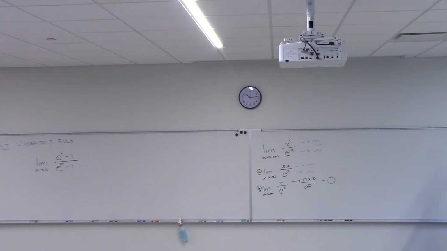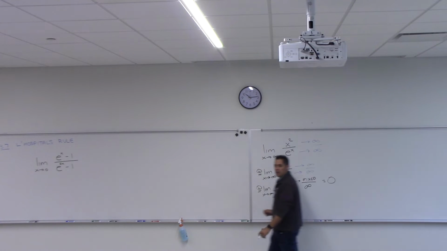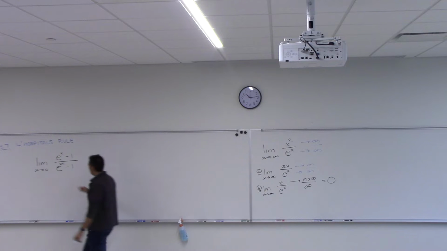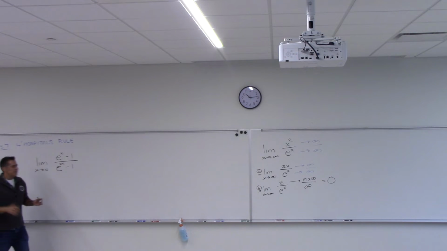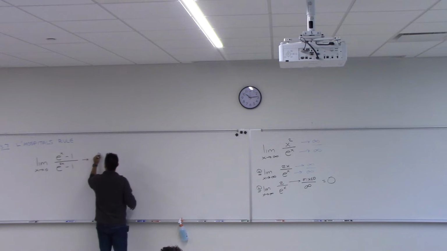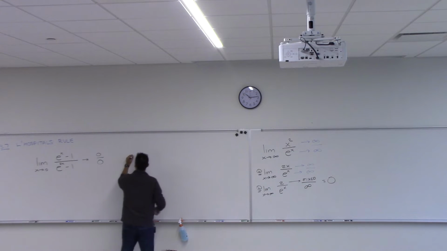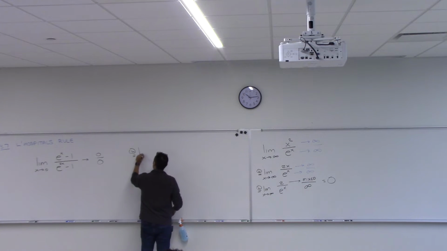If we plug in 0 for x, what do we get? e to the 0 is what? 1. e to the 2 times 0 is still e to the 0, which is 1. 1 minus 1. We get 0 over 0. So this is 0 over 0, and we can use L'Hopital. So by L'Hopital, take the limit as x goes to 0.